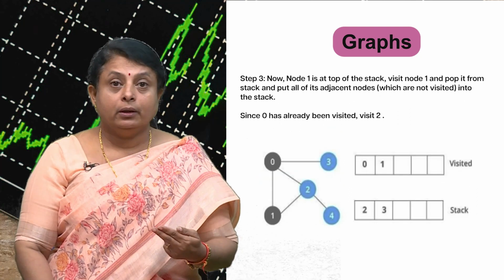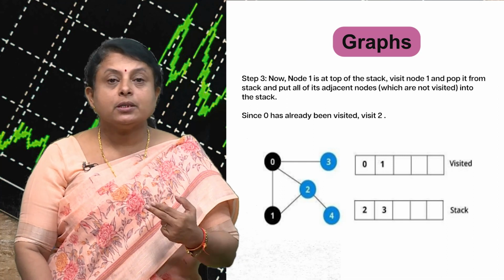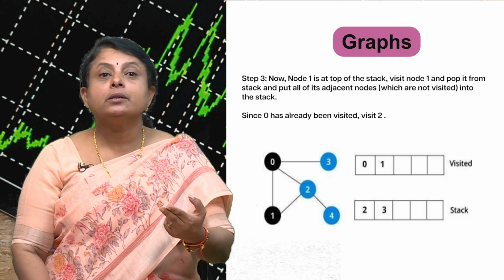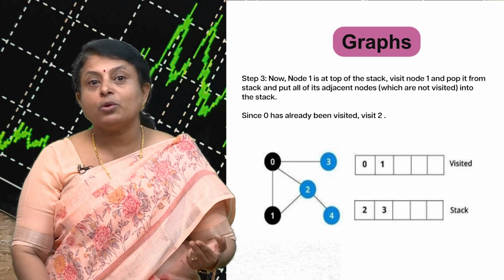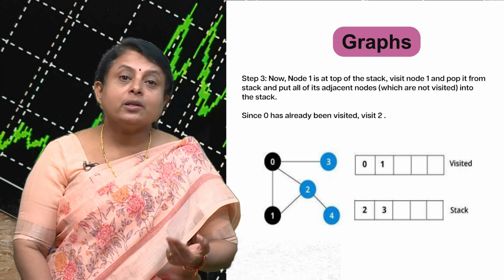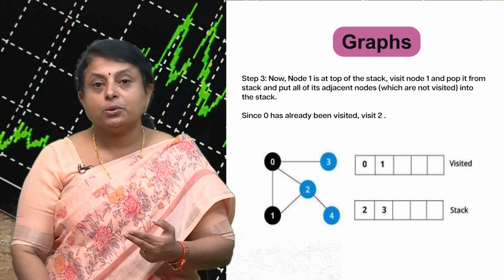In step 3, now node 1 is at the top of the stack. So, visit the node 1 and pop it from the stack and put its adjacent nodes which are not visited in the stack. Since 0 has already been visited, visit 2 and push it into the stack.